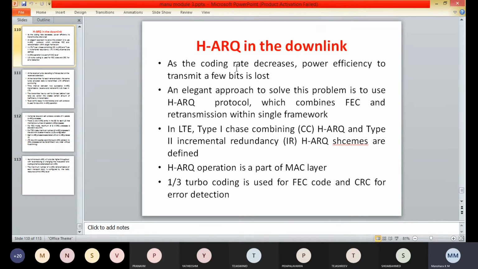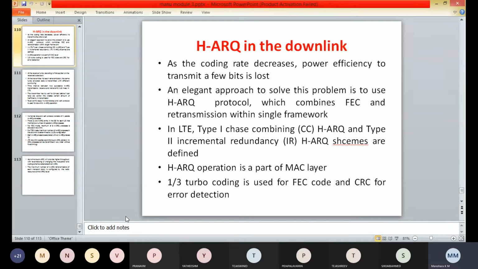Okay, next we have HARQ in the downlink. In the wireless network, due to the effects of channel fading and interference from the neighboring cells, it is nearly impossible to guarantee error-free transmission, no matter how robust the channel coding is. As the coding rate decreases, the transmission becomes more robust, but at the same time power efficiency is lost, since a significant amount of power is used to transmit a few bits of information.